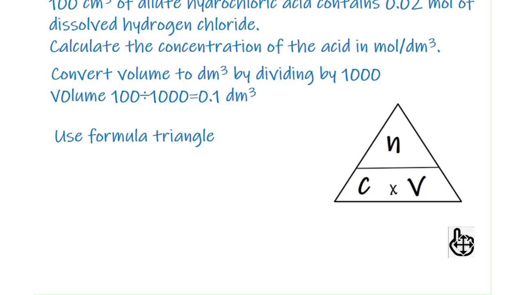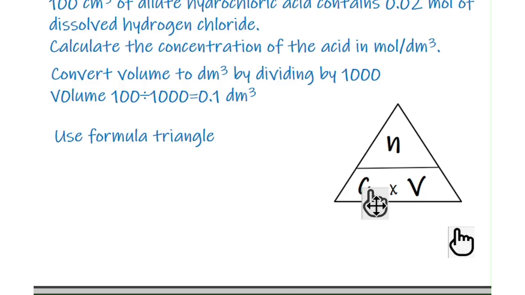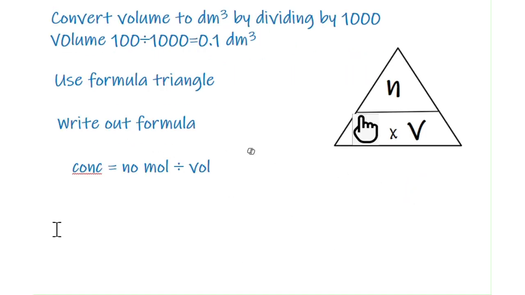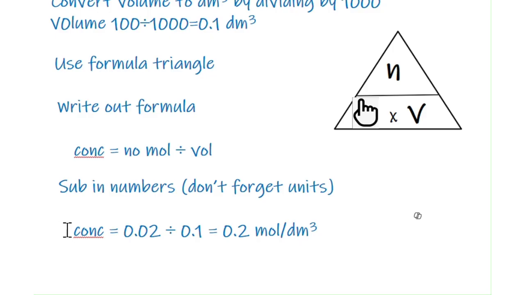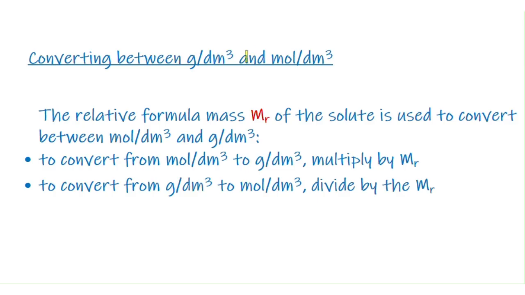Using our formula triangle, we're working out the concentration, so we cover up the C. So the concentration is the number of moles divided by the volume. Then we sub in our numbers and we get the concentration is 0.02 divided by 0.1, which is 0.2. And don't forget our units, moles per decimeter cubed. Quite simple, really.